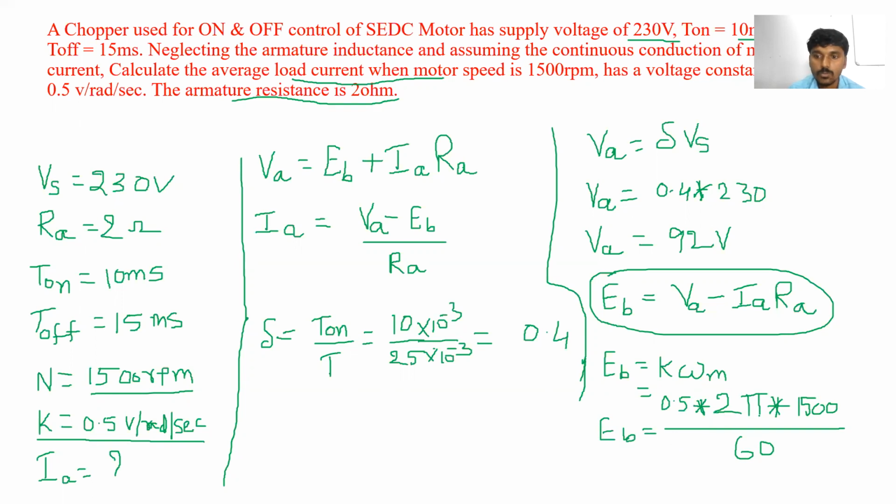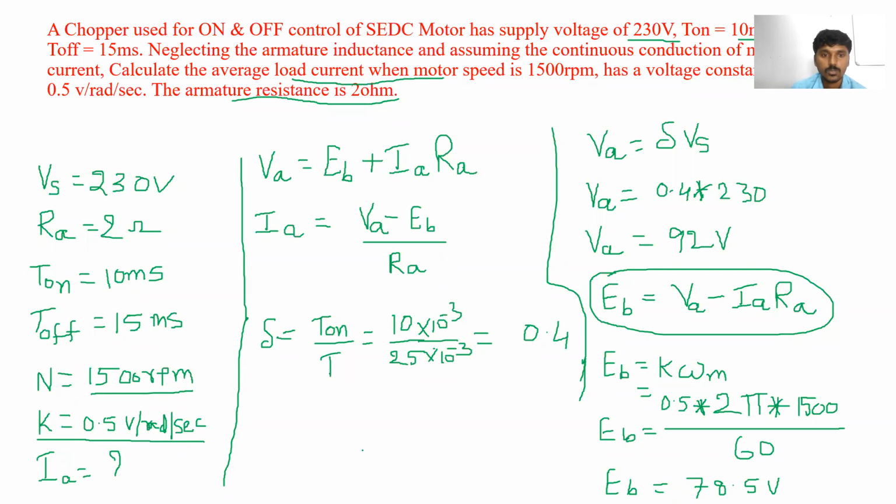So what is the value of this EB? 0.5 into 2 into pi into 1500 upon 60. Can anybody tell, please? Here I got EB is equal to 78.5 volts. Is it right? Here EB is equal to 78.5 volts. Is it right? Yes, sir.